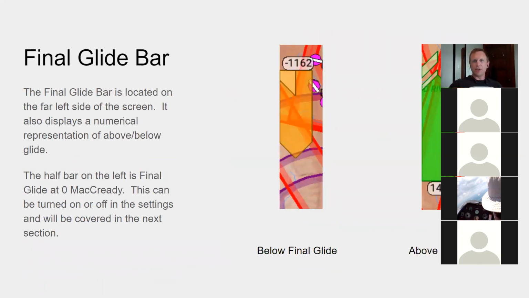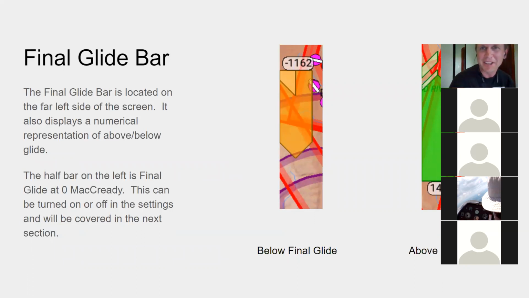Another feature, usually on the left side of the screen, is this final glide bar. So if you're below final glide for the task, you'll be showing kind of orangey red going down. And if you're above, it'll be in green. There's a little bar that I think is on by default in XCSoar. On the left side, you can see it's kind of dashed. That's on top of the green final glide bar, and that's your final glide to McCready 0.